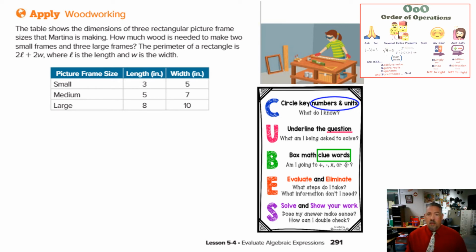So the C tells us that we need to circle any of the numbers and units that we have in our story problem. So let's read the word problem first. The table shows the dimensions of 3 rectangular picture frame sizes that Martina is making. How much wood is needed to make 2 small frames and 3 large frames? The perimeter of a rectangle is 2L plus 2W, where L is the length and W is the width. All right, and then we have our chart.